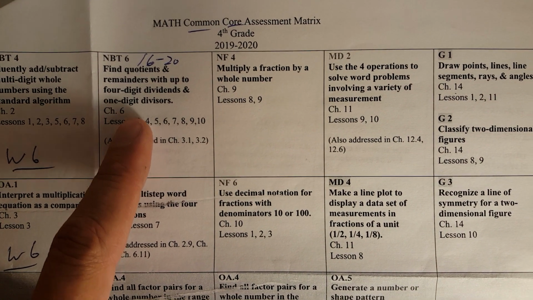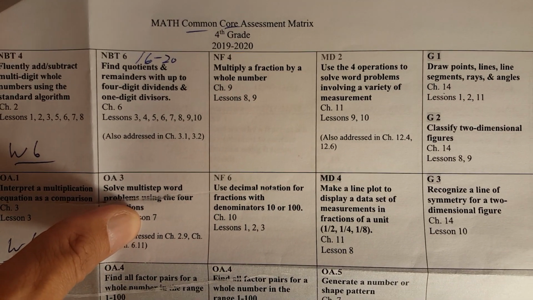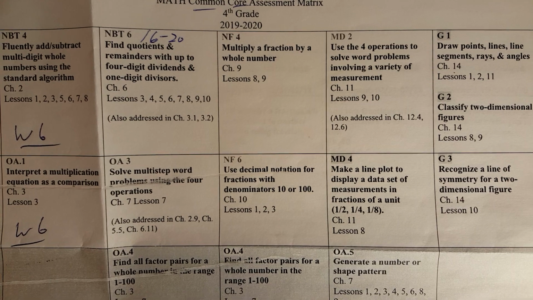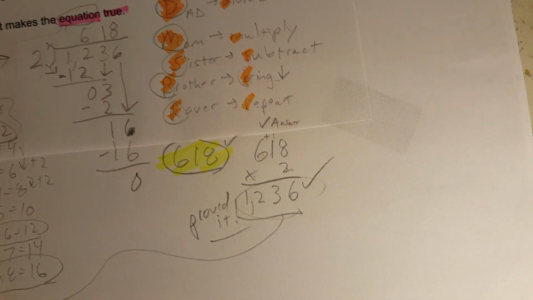I make a lot of mistakes, even live recording. No, I'm not going to go back and record this. Just there it is. Find quotients and remainders with up to 4-digit dividends and 1-digit divisors. This is number 16.